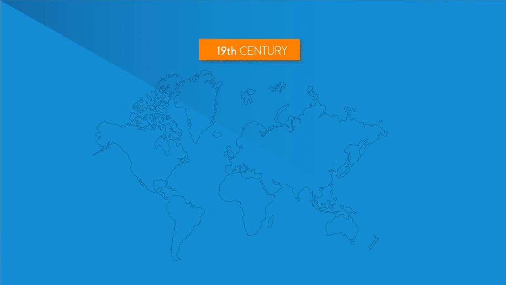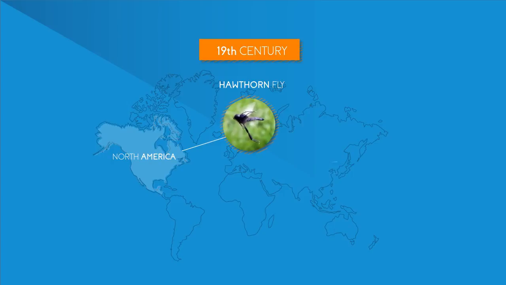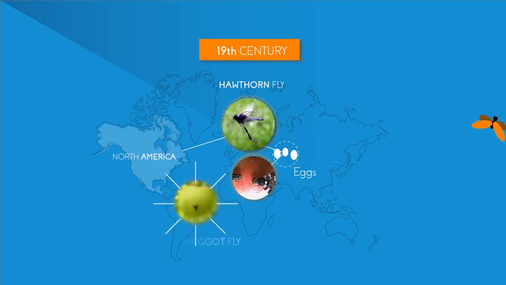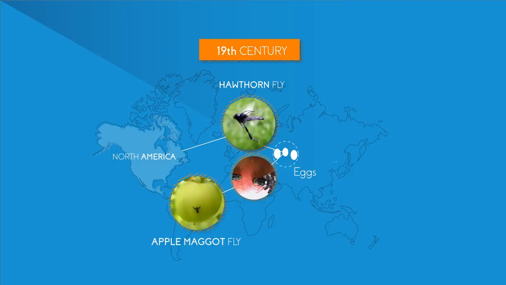An example of a speciation event happened in North America in the 19th century. At that time, hawthorn flies traditionally laid their eggs on hawthorn fruit, which were then eaten by the newly hatched maggots. Some time after the introduction of non-native apple trees, a new hawthorn fly was recorded which laid its eggs on apples. Over time, this new hawthorn fly stopped laying eggs on hawthorn in favor of apples. This new fly is now called the apple maggot fly.